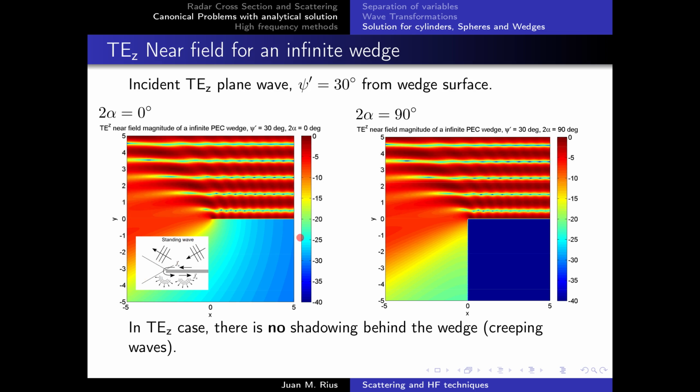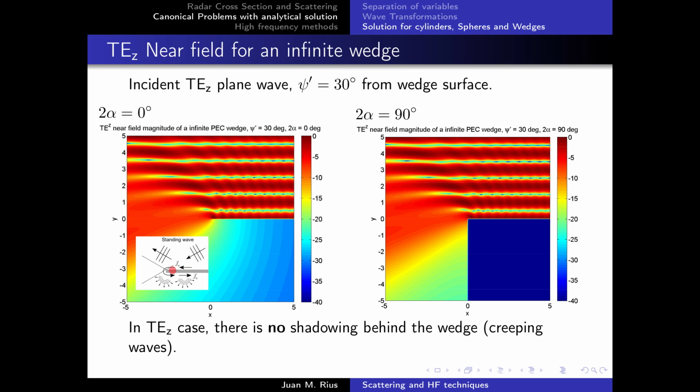In the TE case, we have the incident field, with the incidence direction the same, 30 degrees. We have the reflected field, we have the standing wave, and we have the region with the incident field. Everything is the same except the shadow. We don't have shadow in the TE case. This is the same as in the circular cylinder.